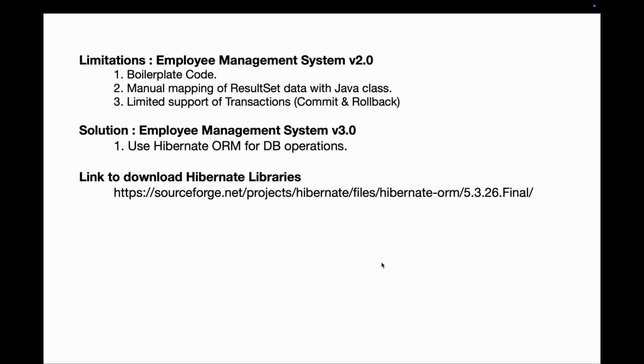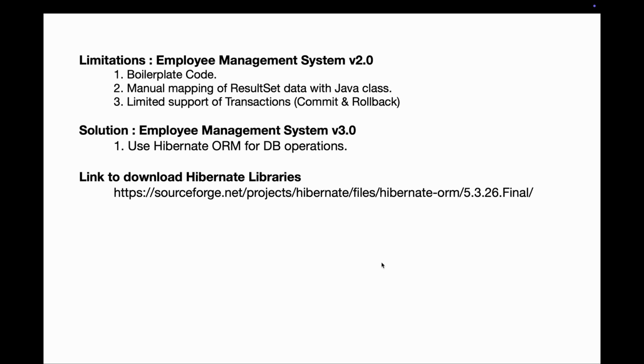So the JDBC API has a few limitations, like boilerplate code. In order to use JDBC, we have to write lengthy code to perform the database operations. Also, when we are fetching data from the database using JDBC, we have to manually map that data with the Java class. And the third limitation is that JDBC provides limited support for transactions.